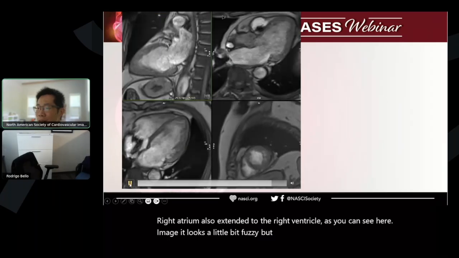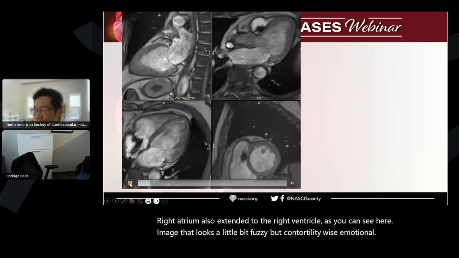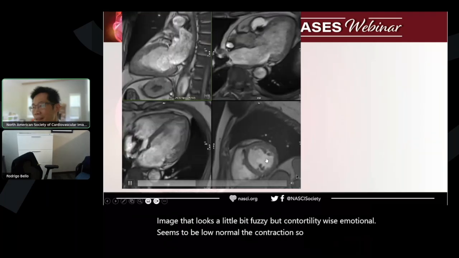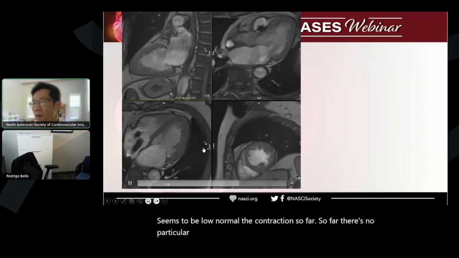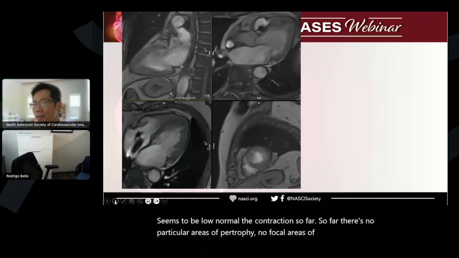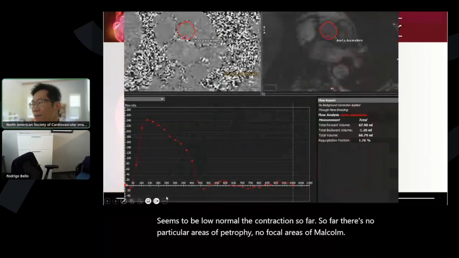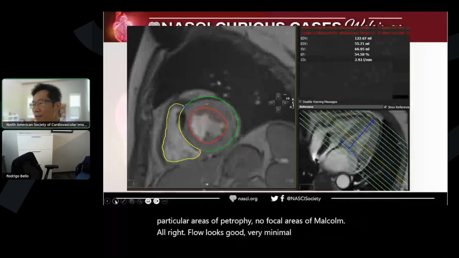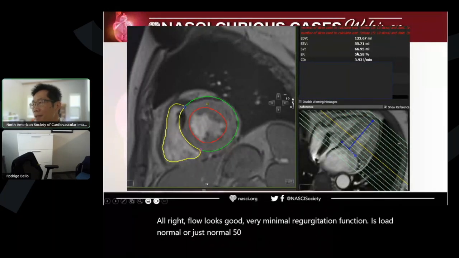contractility-wise, motion of normality seems to be low normal. The contraction so far so fine. There's no particular areas of hypertrophy, no focal areas of myocardial thinning. All right. Flow looks good. Very minimal regurgitation. Function is low normal or just normal, 55% LVEF.